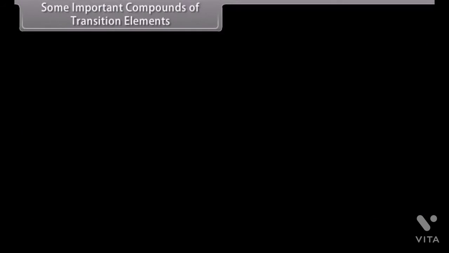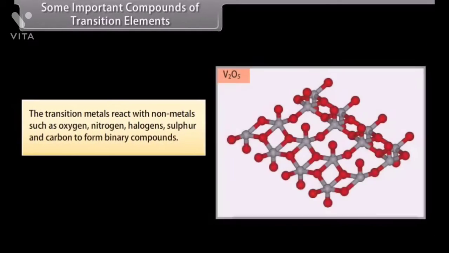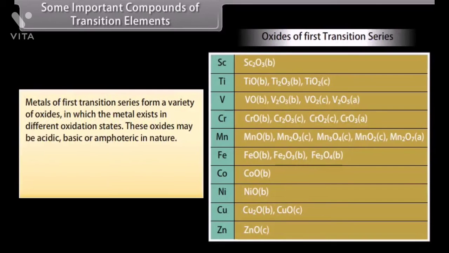Some important compounds of transition elements. The transition metals react with nonmetals such as oxygen, nitrogen, halogens, sulfur, and carbon to form binary compounds. Some of these compounds find important industrial applications. Metals of first transition series form a variety of oxides in which the metal exists in different oxidation states. These oxides may be acidic, basic, or amphoteric in nature. Stable oxides have been shown in bold type. A indicates acidic, B indicates basic, and C indicates amphoteric nature of the oxide.